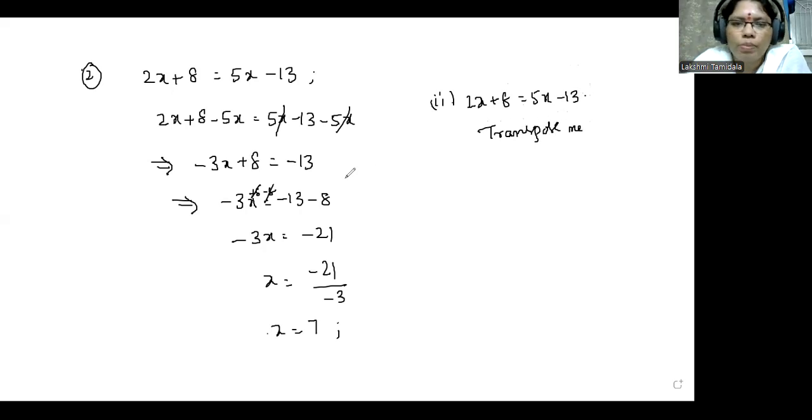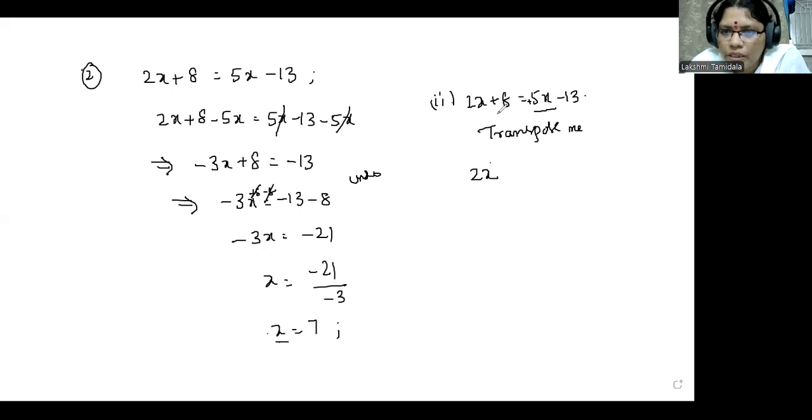Transpose method. This method is the undo method. We undo all the operations. We undo operations to get the variable. So, transpose method. In the transpose method, 2x, here 5x, this is plus 5x.